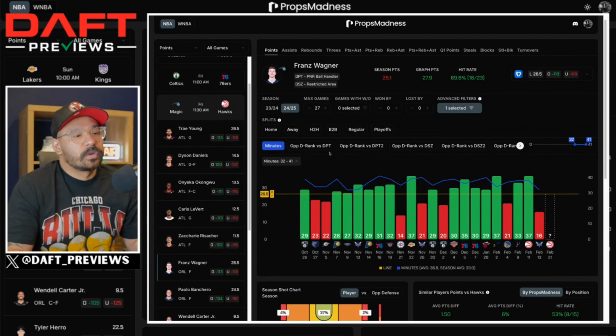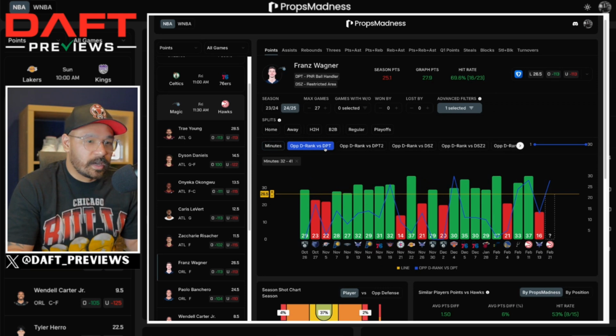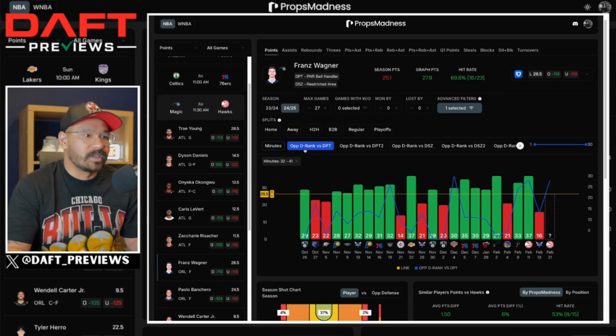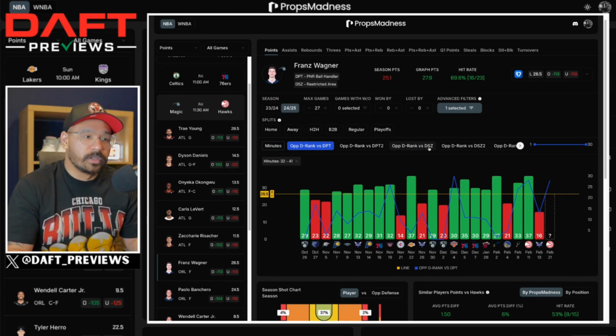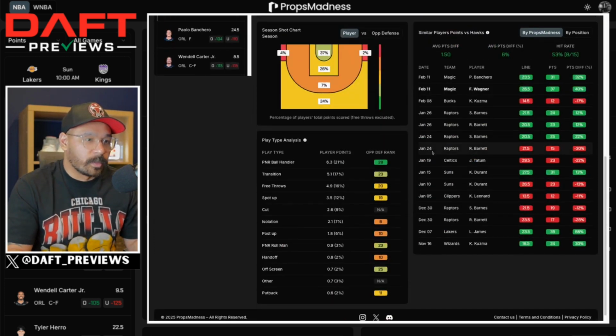The next things I want to talk through is this. We've got DPT, opponent rank DPT, and opponent rank DSZ. So what DPT means is dominant play type. And for Franz, it's in the pick and roll. DSZ stands for dominant shooting zone. Franz likes to score in the restricted area, which is right around the basket. Let's talk about that real quick.